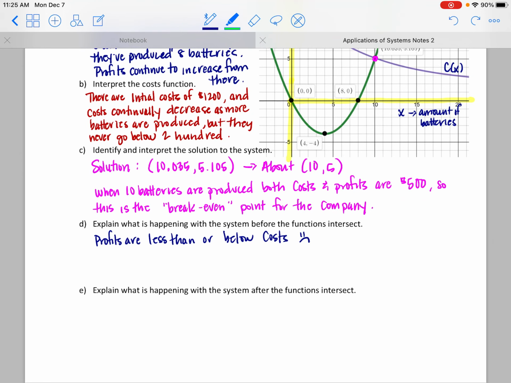Okay, the profits are above. Continue my color coordinating here. Profits are greater than, or above, costs, and that's a good thing. We want the profits to be greater than the cost. So at the break-even point, they're good, and then everything after that point is even better. But before 10 batteries is no good because their costs are higher than what their profits are.